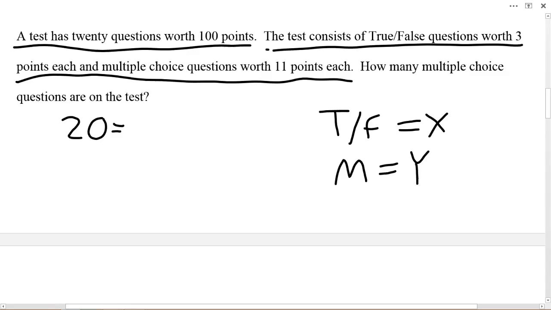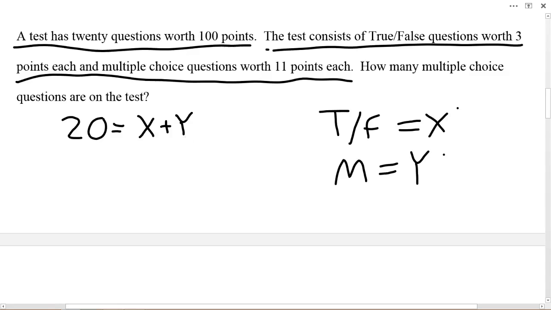So now let's do our first expression. I'm just writing an expression, telling you that there's 20 questions, and those 20 questions consist of either x or y. That's all I want to do. So 20 questions. Well, if we add how many questions we have at x and how many questions we have in y, then we should get 20 questions.